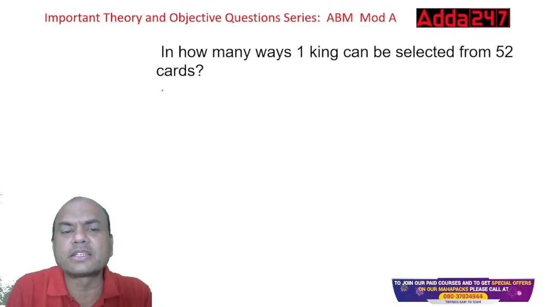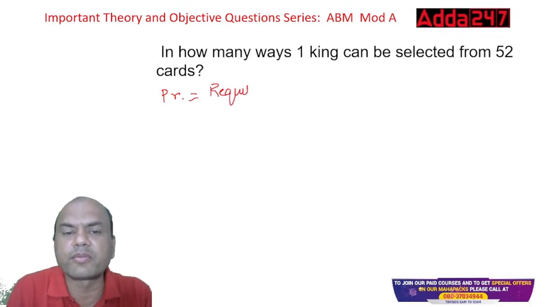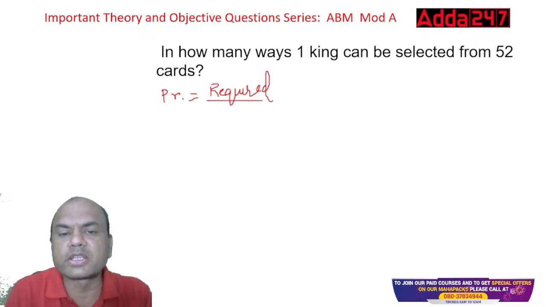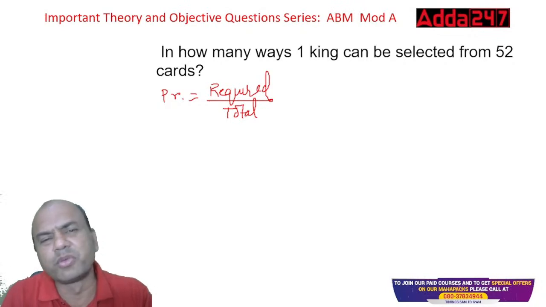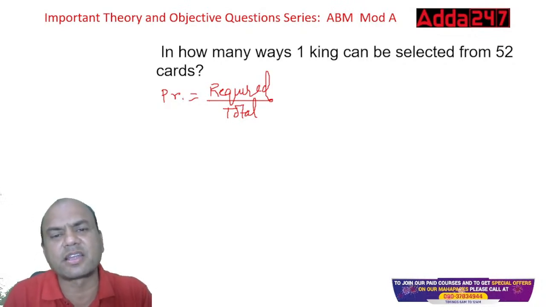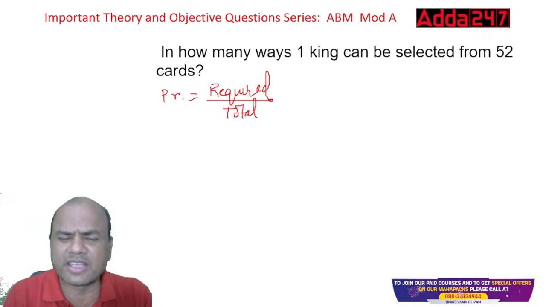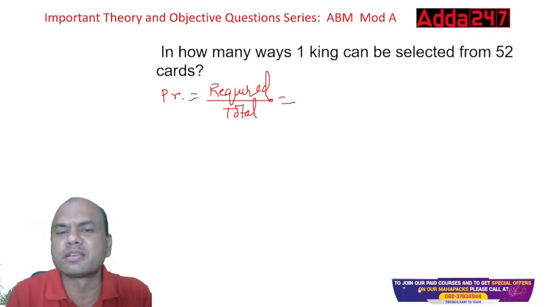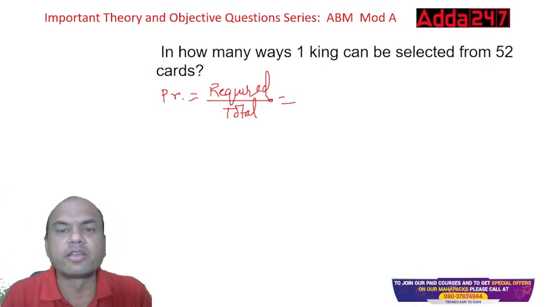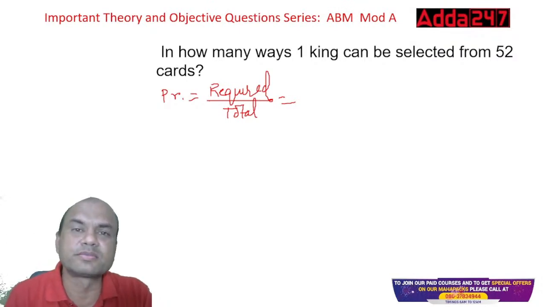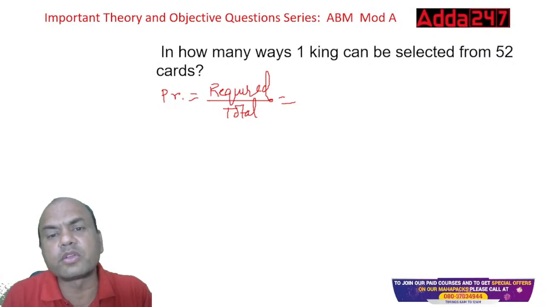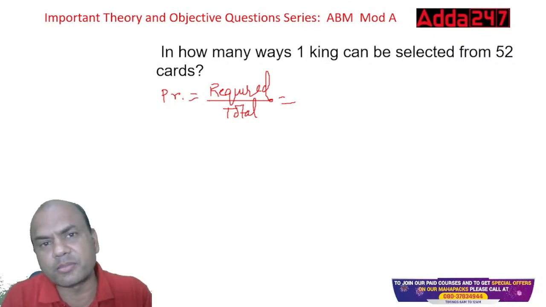I'll write it simple now. Probability equals required upon total. Not even the success. Keep it a very simple formula. In books, they give this as success upon sample space and all this. Keep it simple. What is required? One king. How many kings are there in a pack of 52 cards? There are 4. Out of those 4, any king can come.